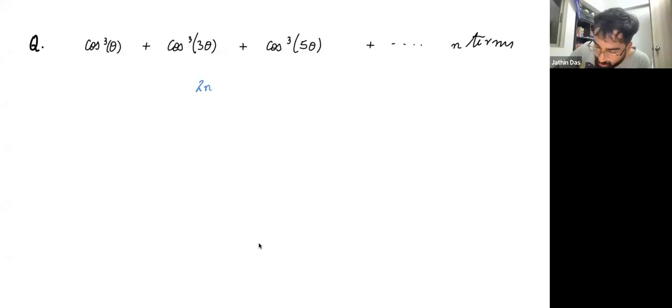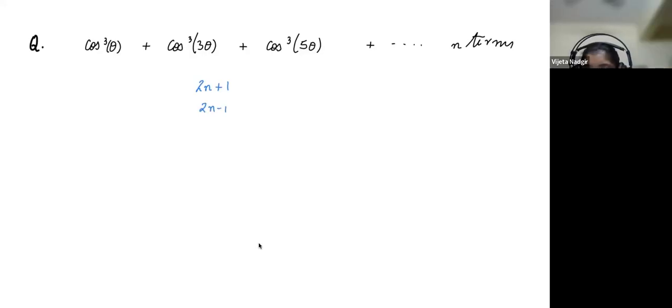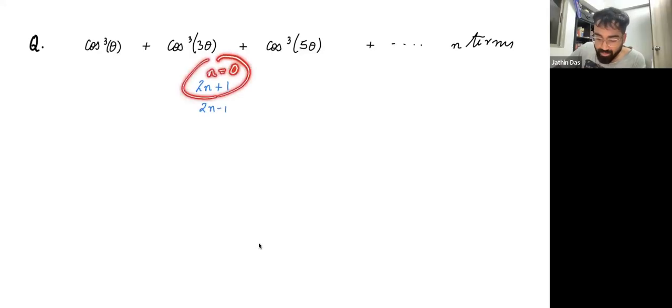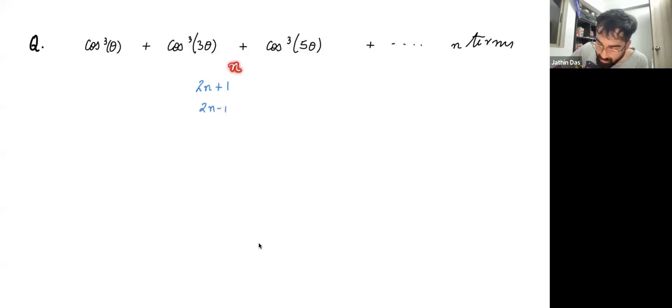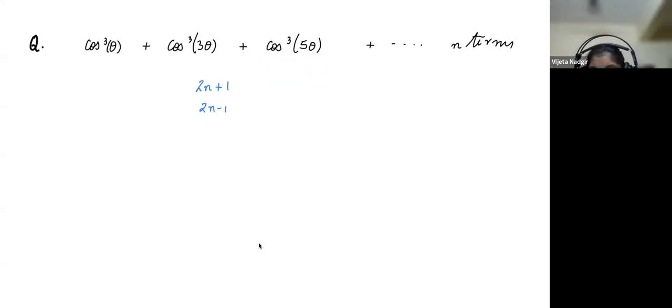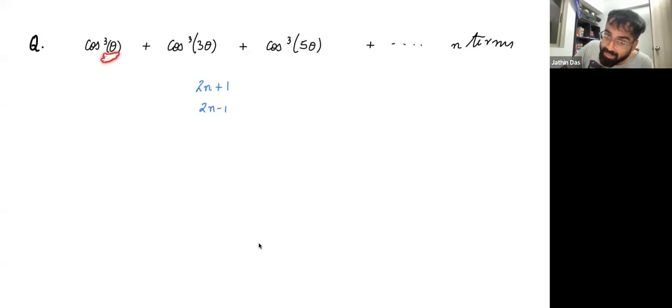So which one will you write here, 2n plus 1 or 2n minus 1? Why? Because when you put n as 0, what do you get? 1. If you put n equal to 1, you get 3. So that means the first term should have been theta, but it is 3 theta.